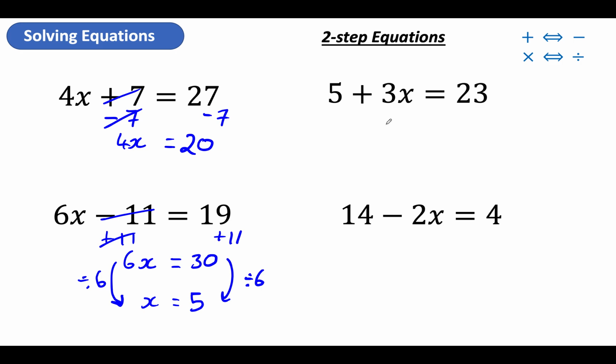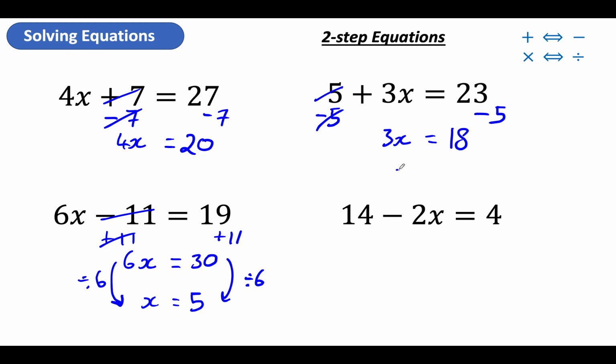Right, 2 more then. Right, now am I going to take away 3 here? No, of course I'm not, because that's the number touching x. That's the times. I'm going to deal with the 5 first. I'm going to take away the 5, because 5 take away 5 leaves nothing except for the 3x on its own. But what I do to one side, I must do to the other to keep the whole thing balanced. 23, take away 5 is 18.